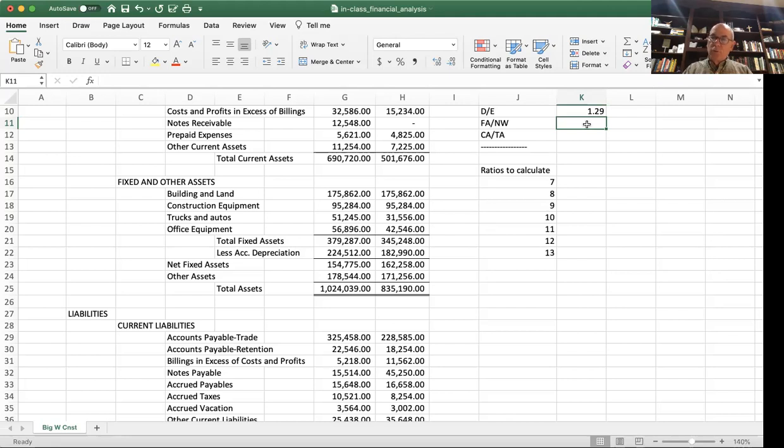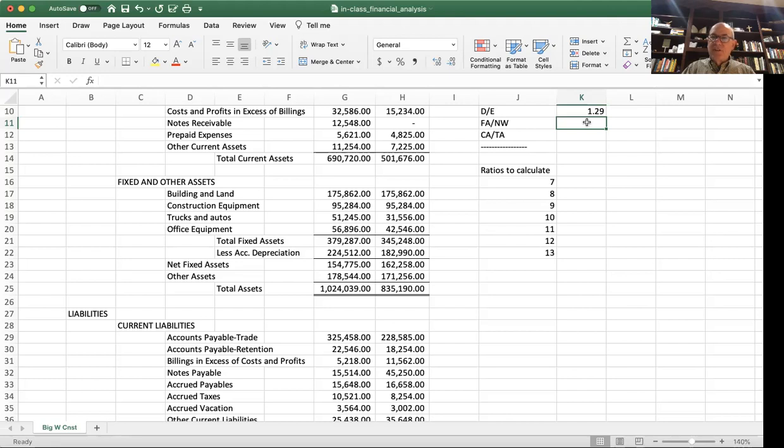And of course, we could also look at the debt to equity ratio for the past year. I've been using current year numbers here. We could look at last year numbers as well, the debt to equity, and see if that had improved any over the years.